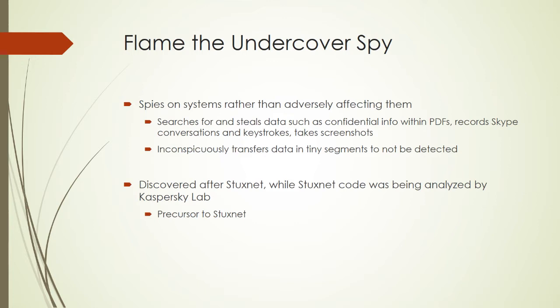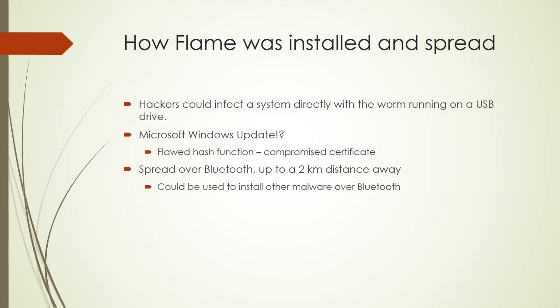One very unique thing about Flame is that it was actually discovered after Stuxnet while the Stuxnet code was being analyzed by Kaspersky Lab. So they found that it's actually a precursor to Stuxnet even though it was found after Stuxnet. How was Flame installed and how did it spread?